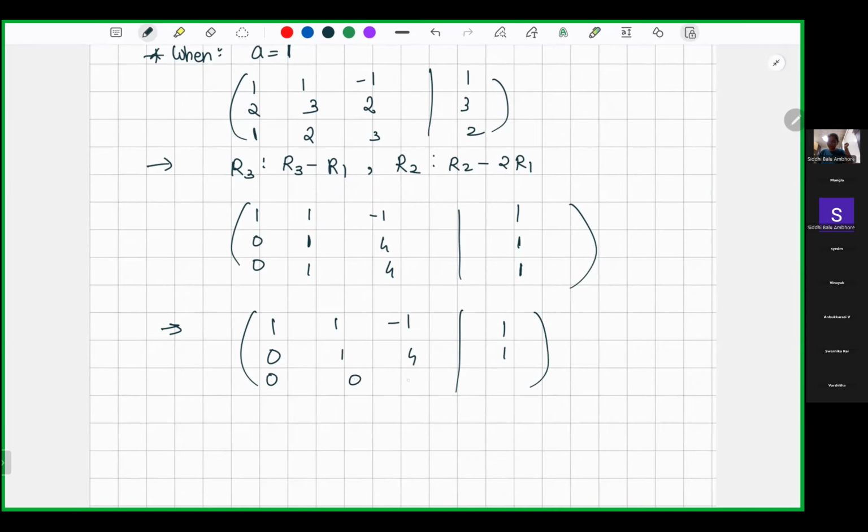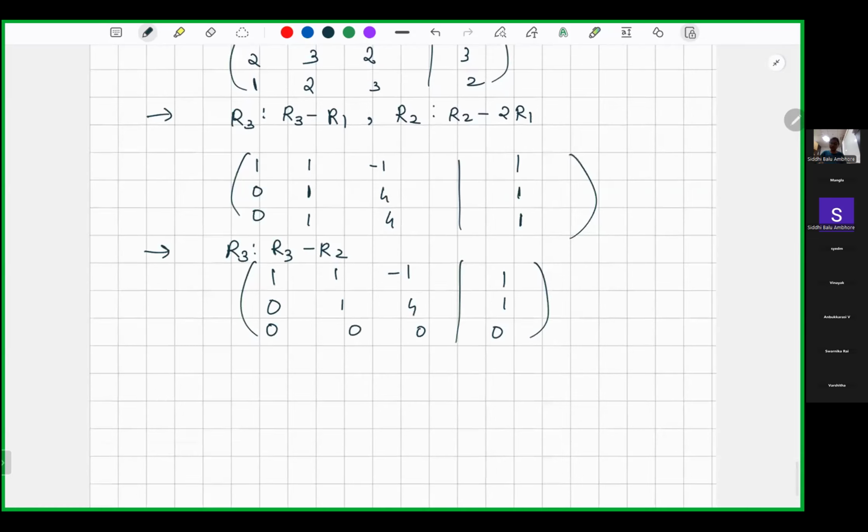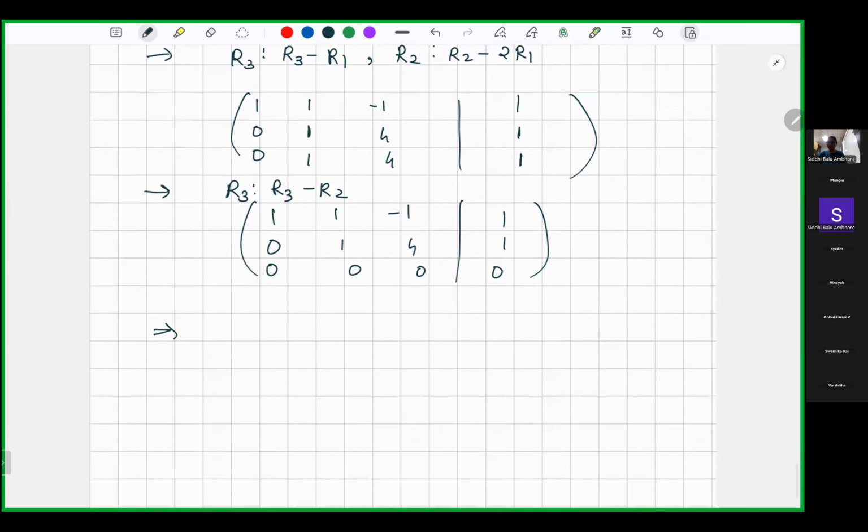I can subtract the whole row. Here what I'm doing is R3 minus R2. And this has now become a system of two equations in three variables. And you can see there will be infinitely many solutions in this case.